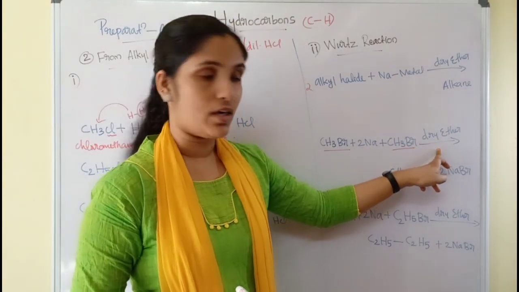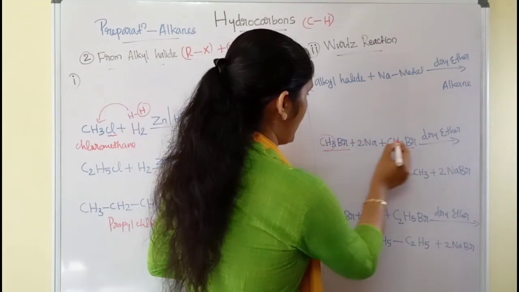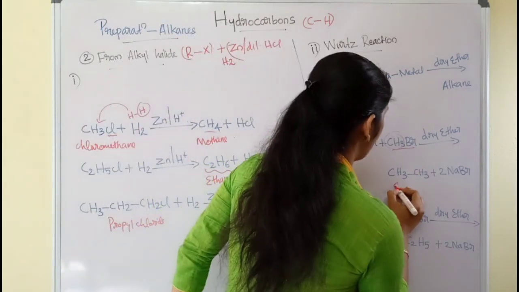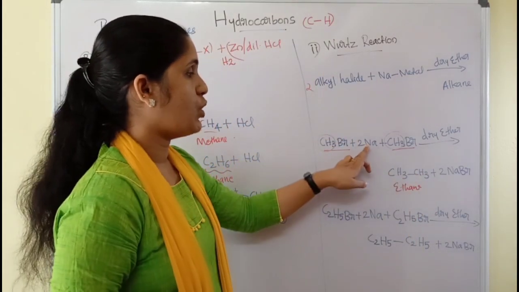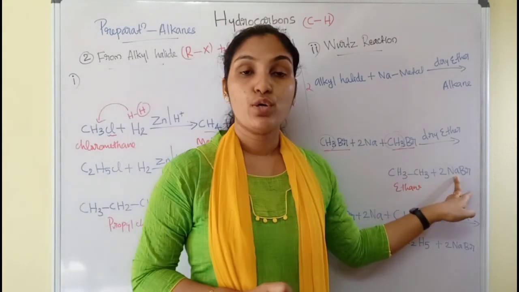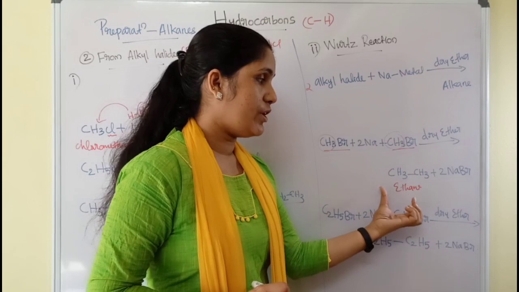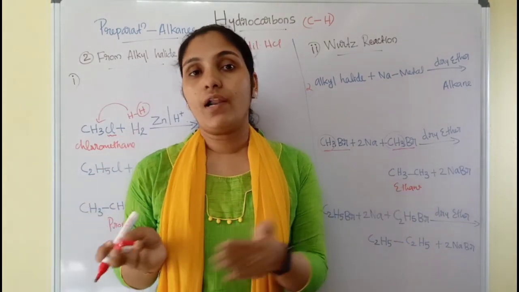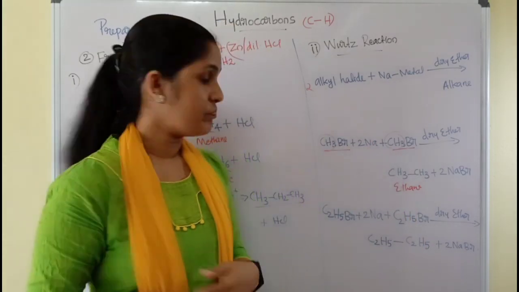In presence of dry ether, these 2 CH3 groups will combine and we will get ethane. And the sodium will combine with the liberated halogen and turns to 2NaBr. So this is the first method of preparation of alkanes by Woods reaction. Alkyl halide should be treated with metallic sodium in presence of dry ether.